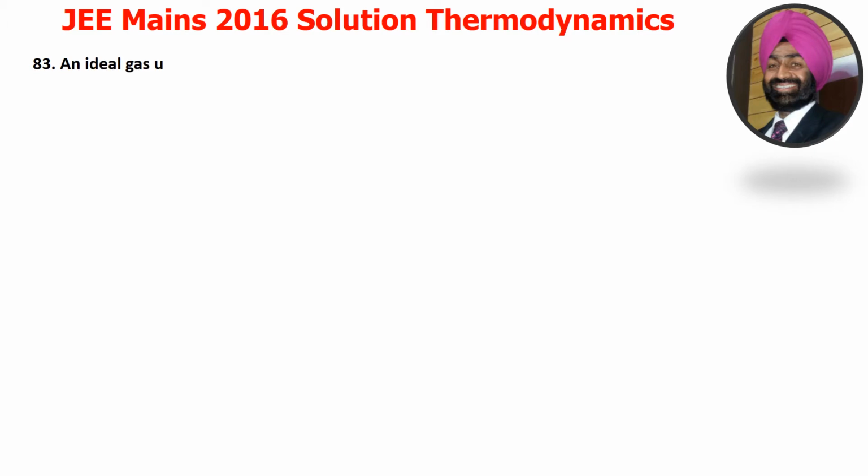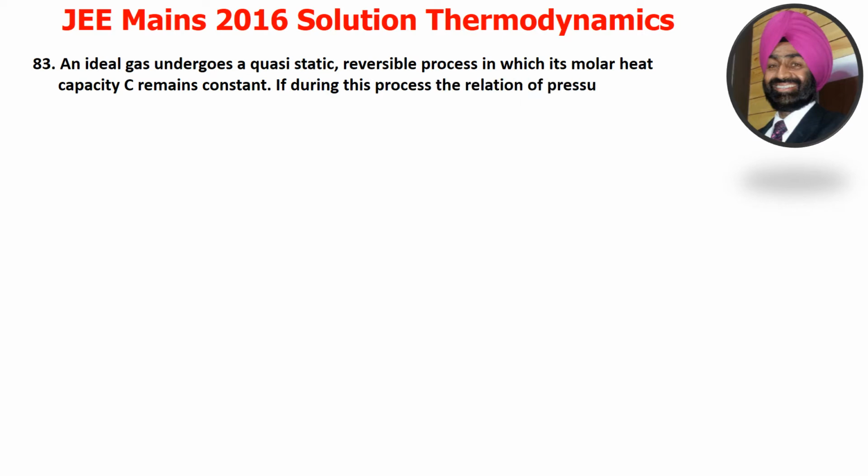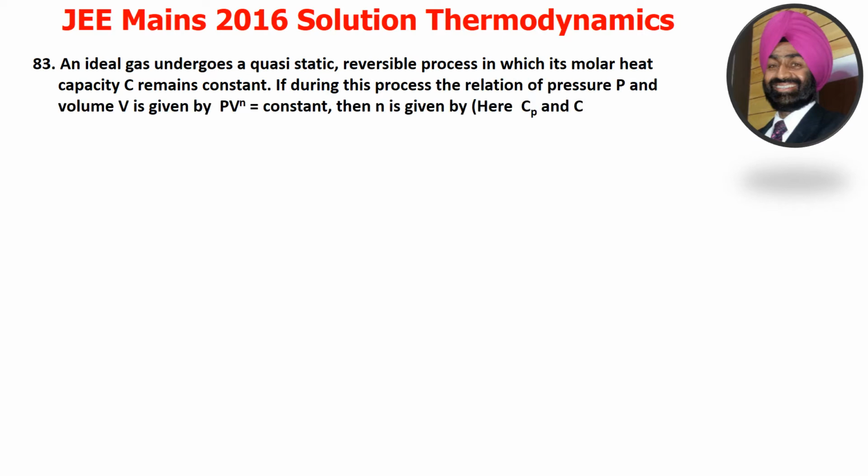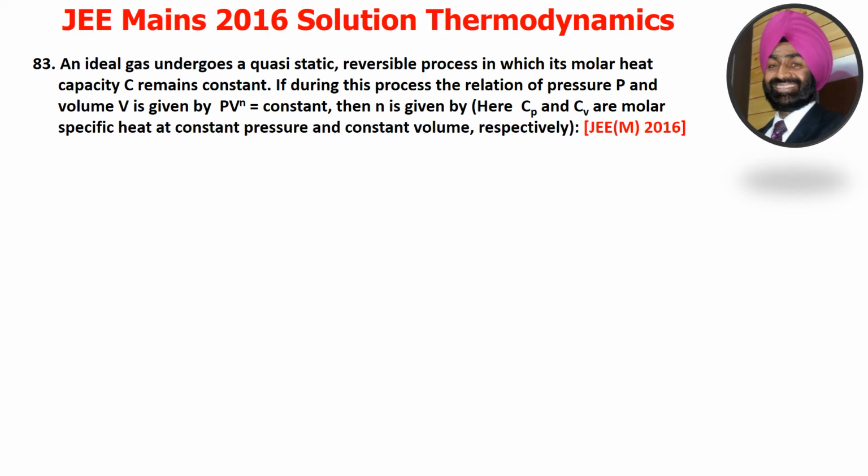Question goes like this. An ideal gas undergoes a quasi-static process, reversible in nature, in which molar specific heat C of the gas remains constant. During this process, the relation of pressure and volume is given by PV^N equal to constant. Earlier we had the adiabatic process in which the relation was PV^gamma equal to constant. So since here gamma has been replaced by N, the process is not adiabatic in nature.